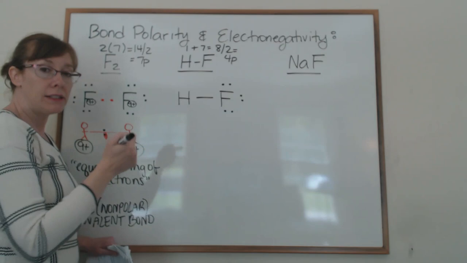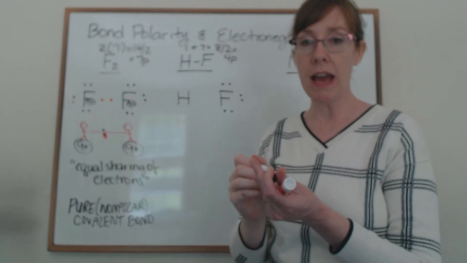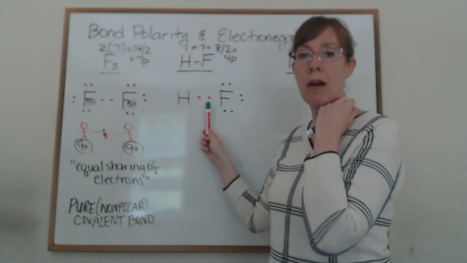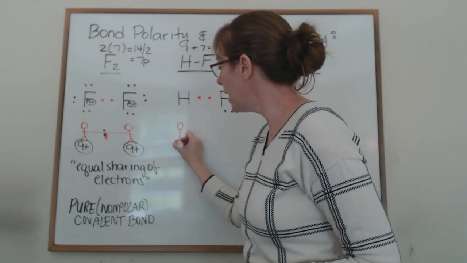All right, so now coming back to the same question. Actually, let me go back and instead of the dash, just to remember, because sometimes people forget what they're looking at here. That dash represents 2 shared electrons. So now let's ask the same question here about H and F. Once again, use the tug-of-war analogy. Who is pulling tighter, hydrogen or fluorine?